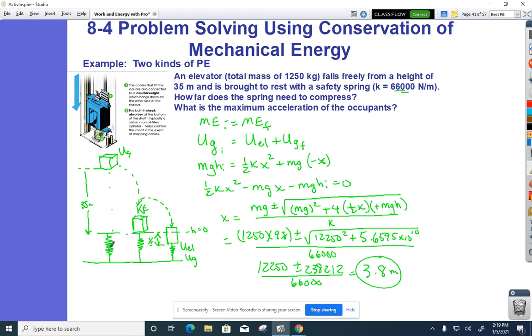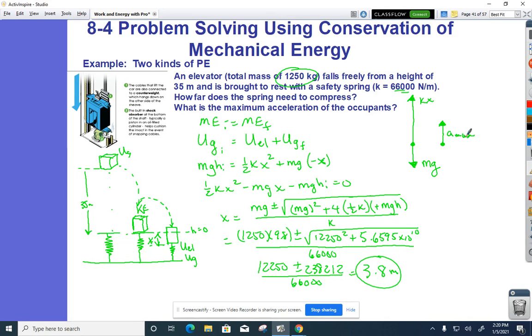Now, part of the B on this is what is the maximum acceleration of the object? So interesting. For a spring, let's go ahead and draw an FBD here. At the very bottom, we have an mg, right, weight of that elevator, 1,250 kilograms times 9.8, and the spring itself is exerting an upward force equal to kx, right? And so since I have the compression distance, I have the force that that spring is exerting. First, this set of occupants are going to be accelerating maximally at the very bottom, upward. And that's what I want to determine, is what is that value?